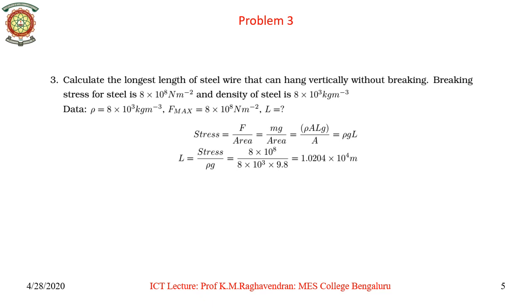So since stress is equal to force by area, we can write the force as mass into acceleration due to gravity, but the mass of any material is nothing but volume times density. So volume of the wire is area of cross section into length. Hence, when you substitute for stress as rho A L g by A, A gets cancelled and you get rho g L. So substituting from that for L, which is stress by rho into g, we solve for L as 1.024 into 10 to the power of 4.